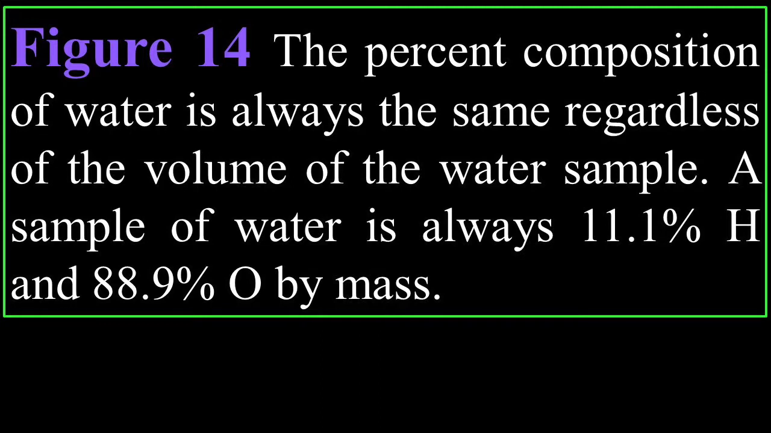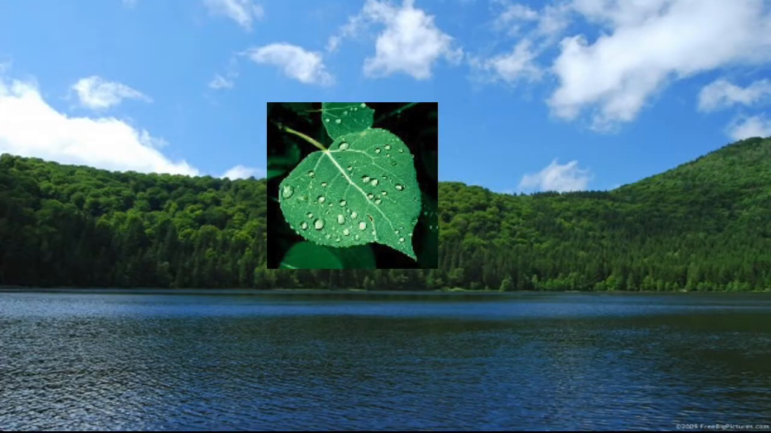Figure 14: the percent composition of water is always the same regardless of the volume of the water sample. A sample of water is always 11.1% hydrogen and 88.9% oxygen by mass. And it's always that. If I take a thimble of water, or 1 ounce of water, it's the same as if I took this entire lake, or possibly the drops on a leaf. I'm going to get the same percentage of hydrogen and oxygen.